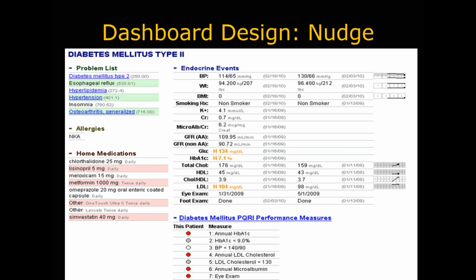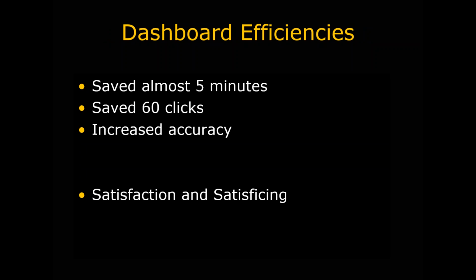And in fact, we had physicians page through a chart to find 10 pieces of quality information about diabetes. Those 8 plus smoking status and one other thing. And then we had them use the dashboard. And of course, we saved them almost 5 minutes in looking for needed diabetes information, 60 clicks, and we also increased their accuracy. Plus, they were enormously satisfied because, say, who doesn't want to save 5 minutes and 60 clicks?